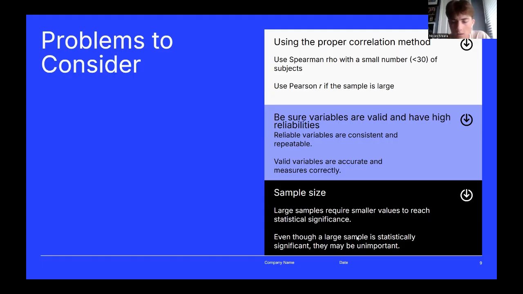So making sure our variables are solid. And then sample size. Large samples require smaller values to reach statistical significance. So even though a result from a large sample is statistically significant, it might be unimportant. We have to be able to interpret our data based off of our sample size and understand what a good correlation is, and whether it's statistically significant when we have a large number of subjects.